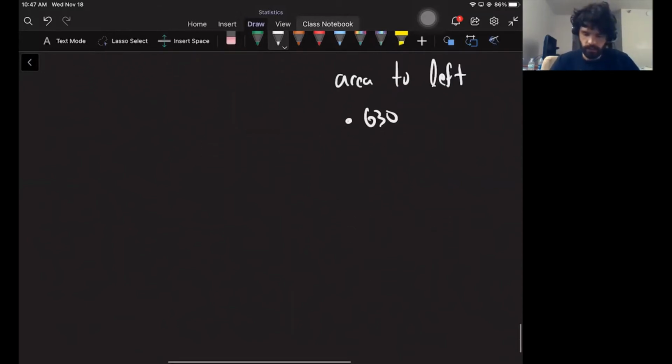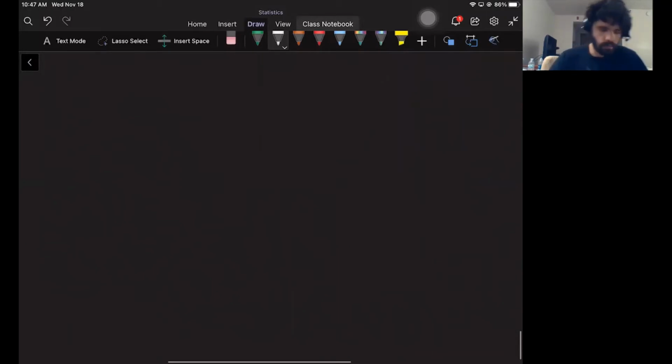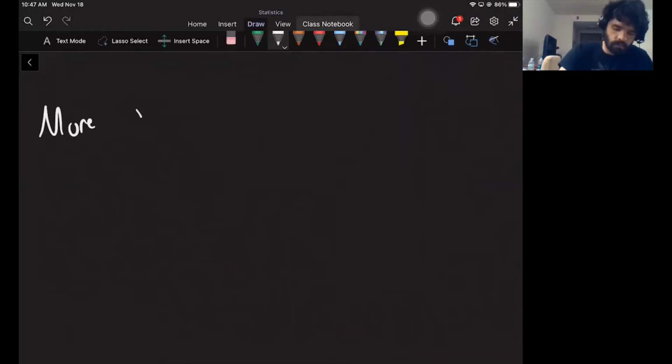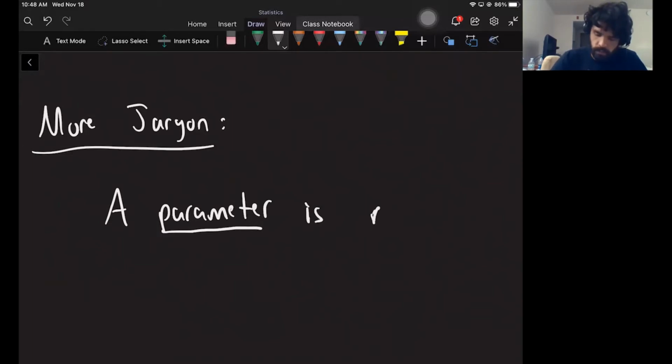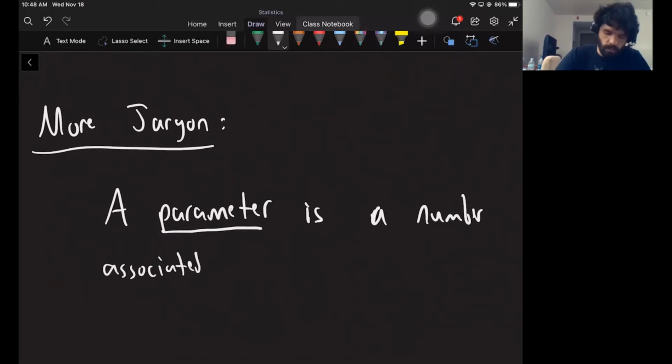So that's how we introduce some of the jargon. Now we're going to introduce a bit more, and sort of do the same thing where we do a problem that we already know how to do, but now we're going to add in the jargon that we just learned. Okay, so a parameter is secretly what we've been talking about already, but now we'll give a name to it. A parameter is a number associated to a population.